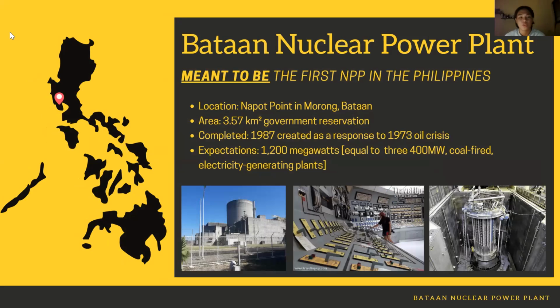So let's move on to the Bataan Nuclear Power Plant, meant to be the first NPP in the Philippines. Its location is Napot Point in Morong, Bataan. Its area is covered by a 3.57 square kilometer government reservation. It was completed in 1987, created as a response to the 1973 oil crisis. Its expected output was 1,200 megawatts, equal to three 400-megawatt coal-fired electricity generating plants.